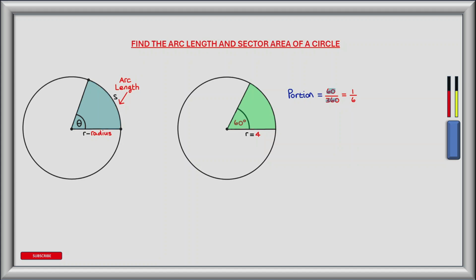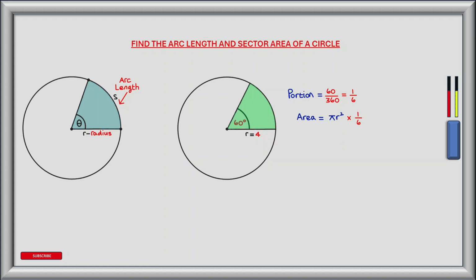Where did we get the value of 360 from? Well, as we saw earlier, it's the angle that makes up a complete circle. So the fraction 60 divided by 360 simplifies to 1 divided by 6. Now, given that we know that the area of a circle is pi times the radius squared, the sector area is a fraction of the total area.